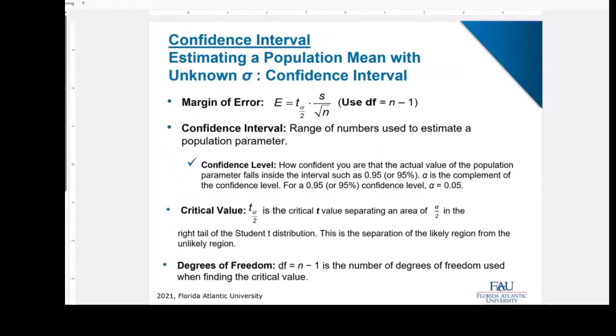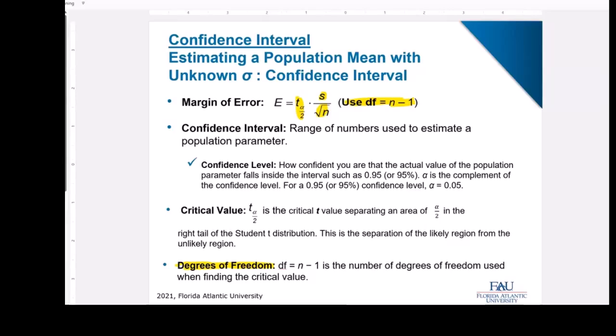We're going to see a lot of formulas here. I'm not actually expecting you to use them. I'm just showing them to you. I'm going to show you how to use StatCrunch. I am going to explain what we have here. E is the margin of error, and we're using t sub alpha over 2 instead of z sub alpha over 2, and s is the sample standard deviation, and n is the sample size. And df equals n minus 1. df is the degrees of freedom.